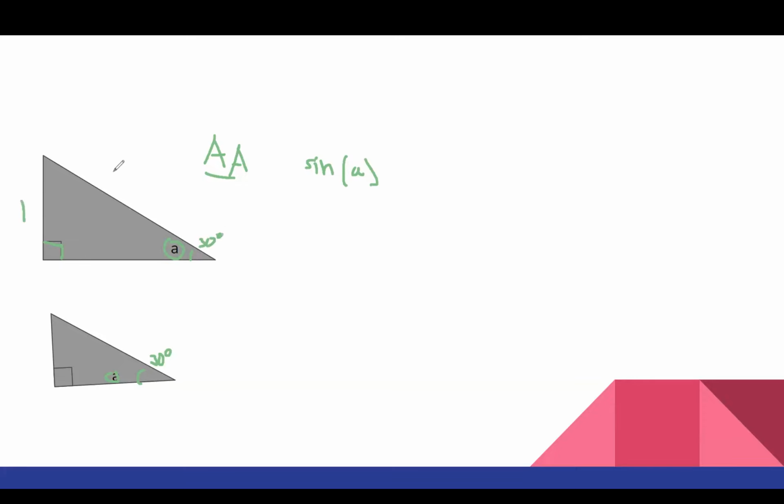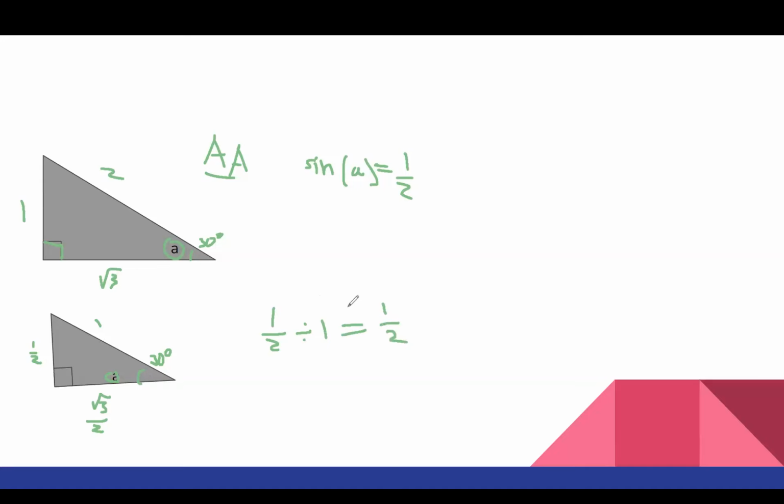Right, let me label the side lengths real quick. In this case, we're just saying that the smaller triangle, all the sides are divided by 2. So we can see how sine A, remember sine is SOH, so opposite over hypotenuse. So sine of 30, 1 divided by 2, we get 1/2. On the bottom triangle here, same thing, sine of 30 degrees, 1/2 divided by 1, which is still 1/2.